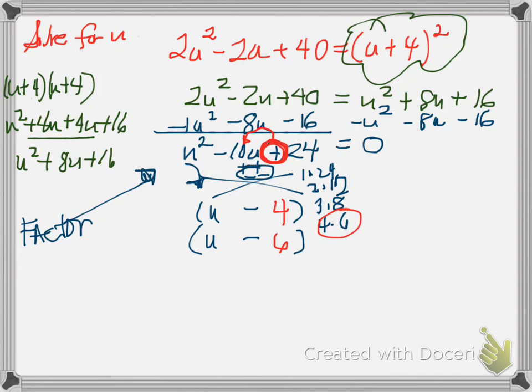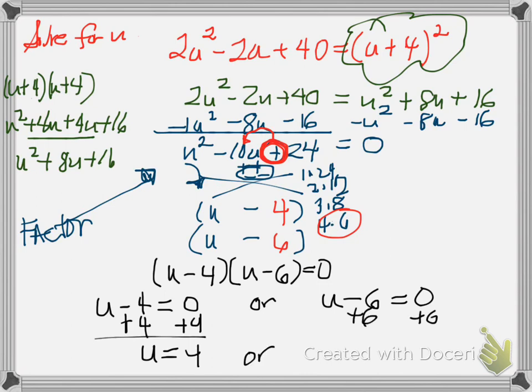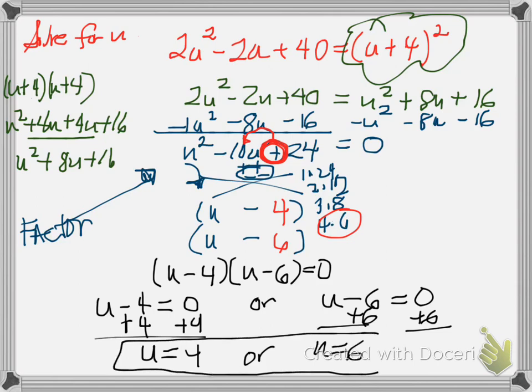Okay, so now that I found the factors, all I have to do is take each factor. This is what my equation looks like right now. I take each factor and I say, well, u minus 4 is 0 or u minus 6 is 0, and then I solve. So I'm going to add 4, and my first answer is u is 4. Or I'm going to add 6, and my second answer is u is 6. So those are my two solutions, okay?